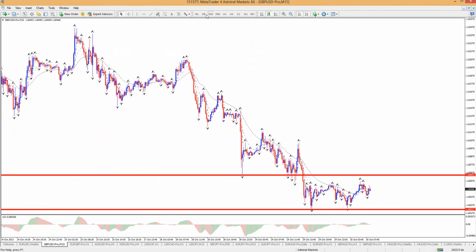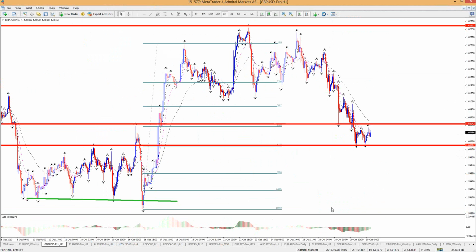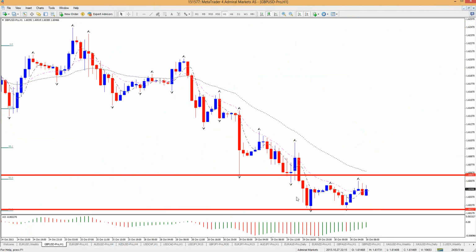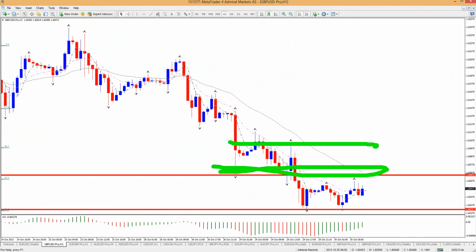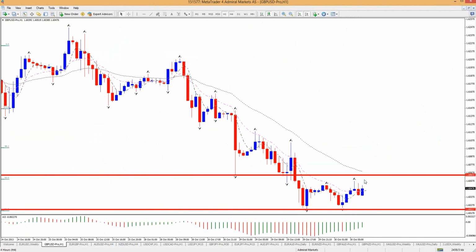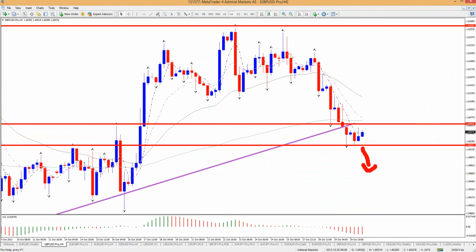Pound dollar on lower time frames, let's take a look. Yeah, consolidation indeed, right here. A break above maybe this level or this level could indicate the bullishness, and a break below this bottom could see some space to the 786, that we were talking about.